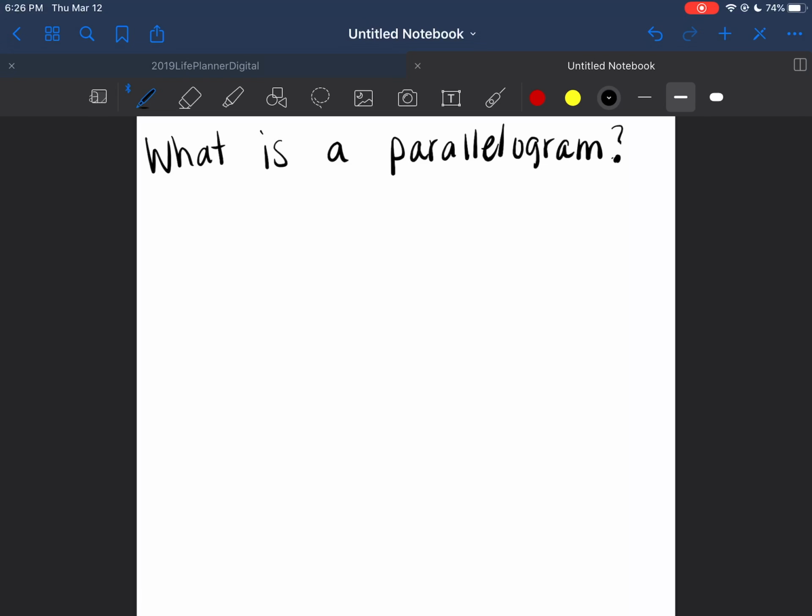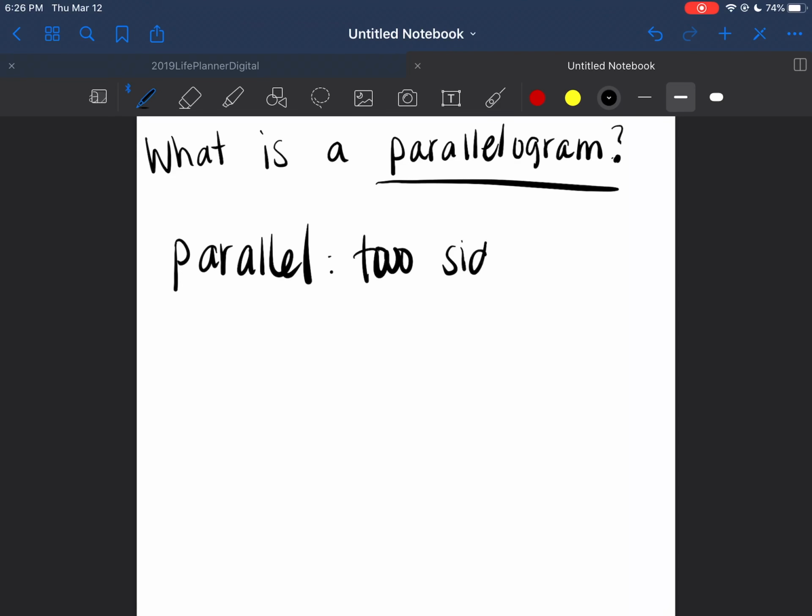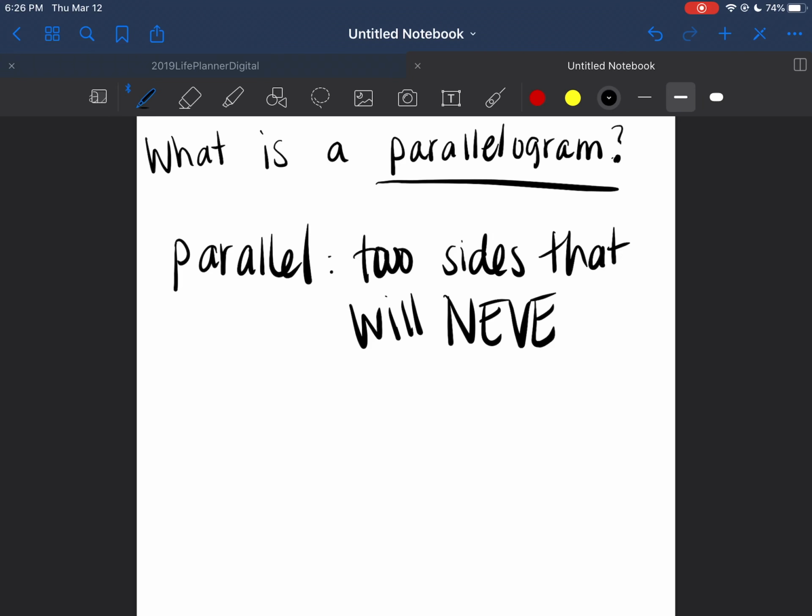Now, our next vocabulary word that we spent some time talking about is parallelogram. So remember, parallel are 2 sides or 2 lines that will never cross. For example, I'm going to take our square. A strategy that I like to use is to extend my lines out to see if they will cross.